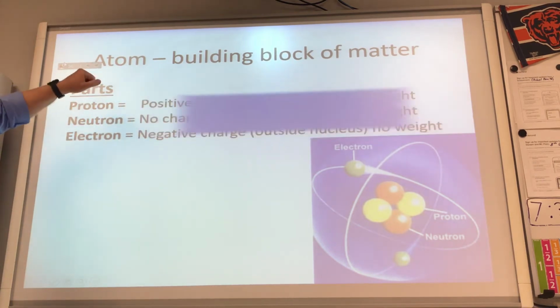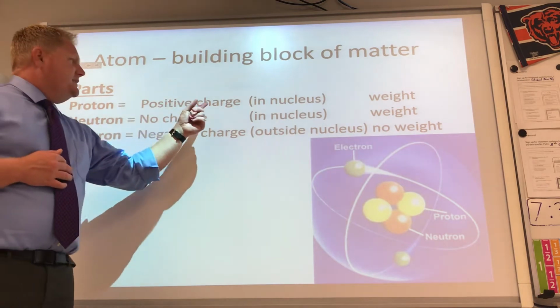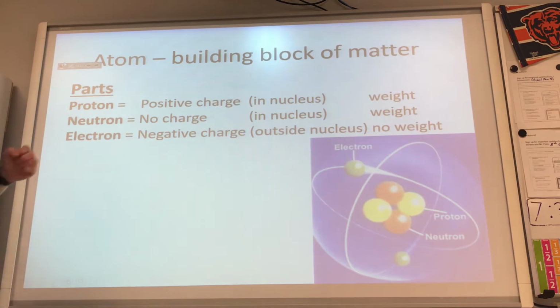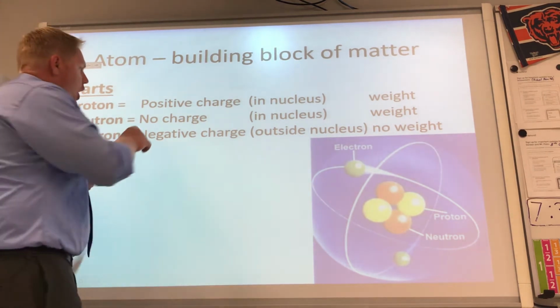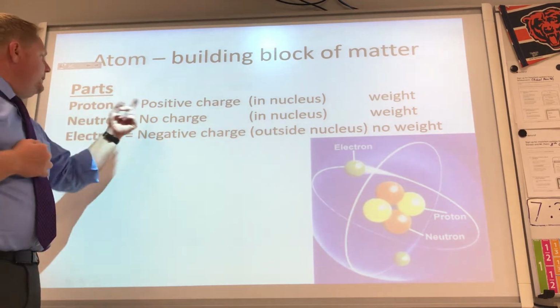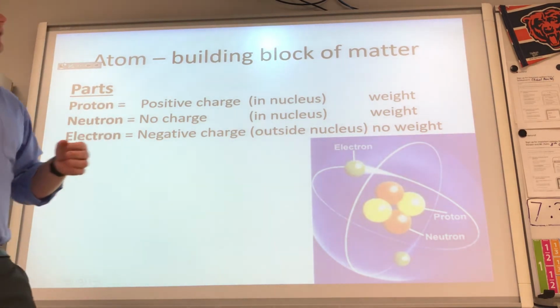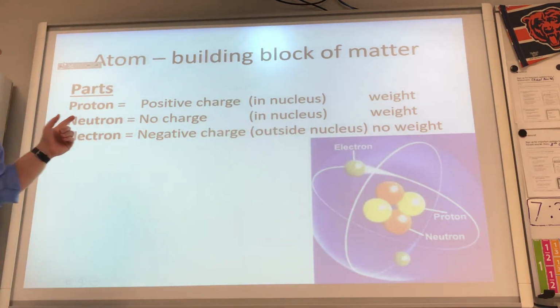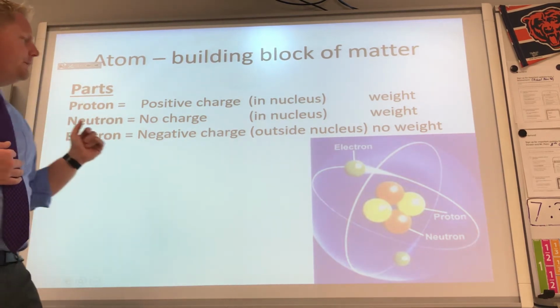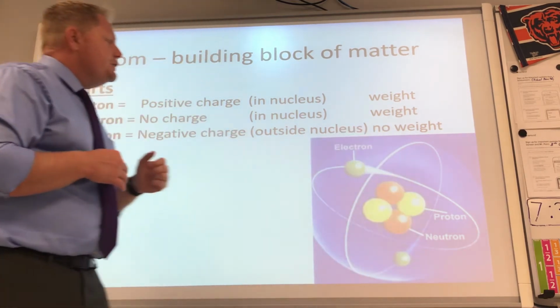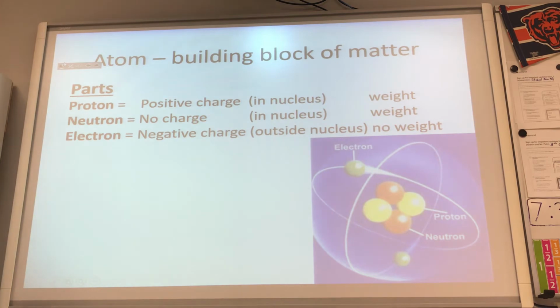We had protons. Protons are a positive charge in the nucleus, and they have weight. Then there's the neutrons. The neutron also in the nucleus, but no charge. N and N, neutron, no charge. P and P, proton positive. Both of them have weight. Then there's the electron. It is a negative charge. It's outside the nucleus in the electron cloud. There's no weight to it. All right.